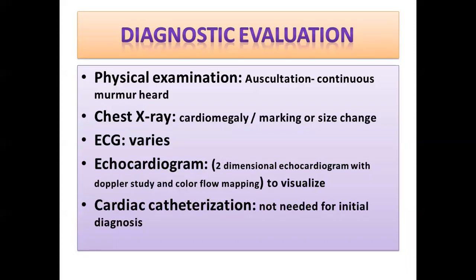Chest X-ray is going to show us the enlargement of the heart, or there may be variation in the size of the heart. Some markings like pulmonary markings and valvular stenosis markings will be present, so that will be easily identified in the chest X-ray. Then the ECG reading will vary; it may show ventricular fibrillation, atrial fibrillation, or variations in the rhythm.